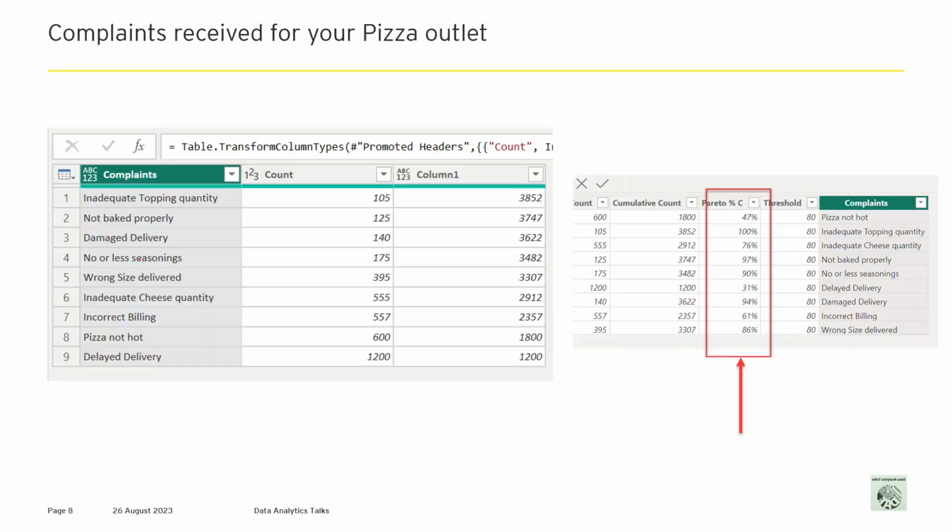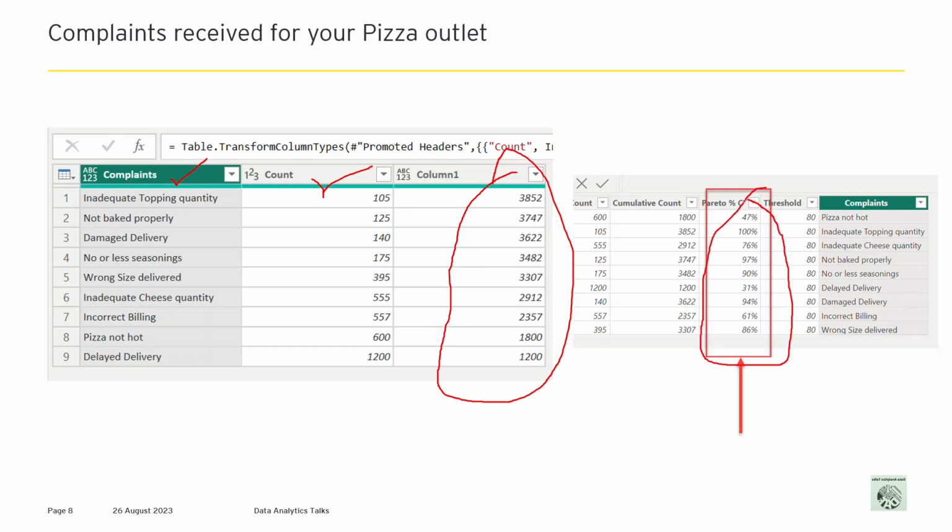Again, we have some data for that. Let's look into the two data points given as the input. One is complaints and the other is count of complaints. So in order to arrive at the cumulative percentage, first activity is to calculate the cumulative total, then arrive at the cumulative percentage. Then we can plot the visual accordingly.